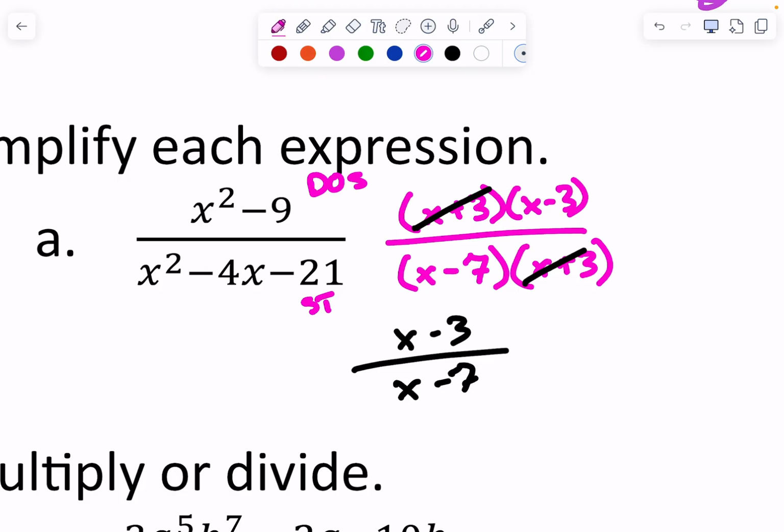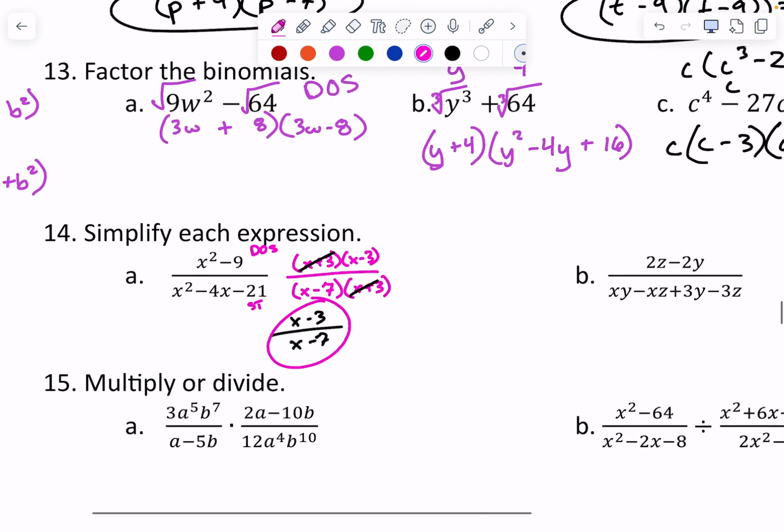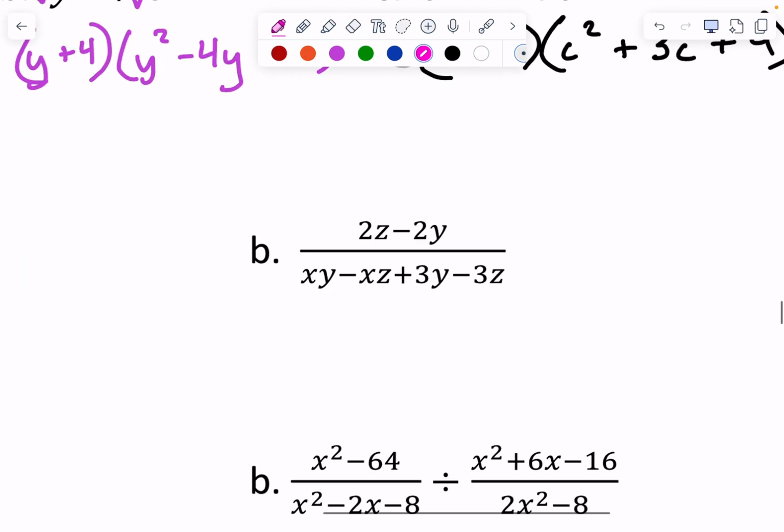Can you cancel these two x's? No. No, because they're trapped. That's it. That's A. Good? B. Woo! Take a 2 out.